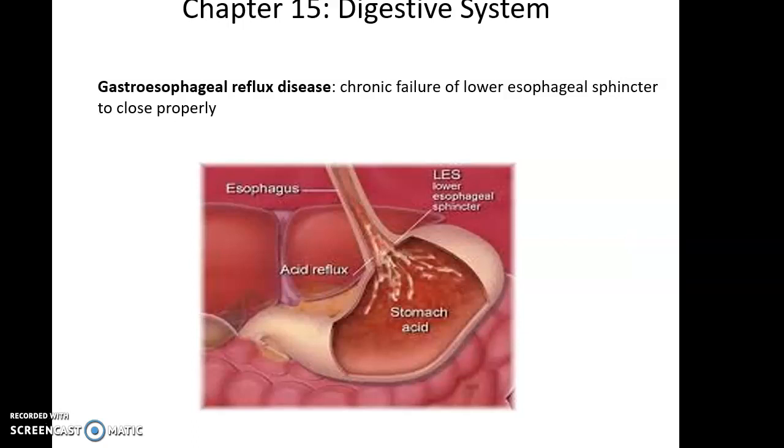Gastroesophageal reflux disease, sometimes known as acid reflux, is when the lower esophageal sphincter frequently does not close properly. So, chronic failure of the lower esophageal sphincter to close properly. As a consequence, acidic contents of the stomach will go up into the esophagus and begin damaging the esophagus. The esophagus is not designed for the low pH found in the stomach.